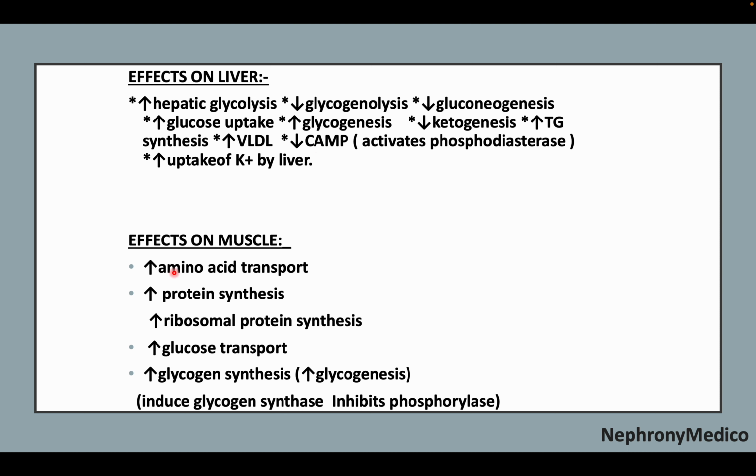On muscle, increased amino acid transport, increased protein synthesis, increased ribosomal protein synthesis, increased glucose transport, increased glycogen synthesis, and increased glycogenesis. There is induction of glycogen synthase and inhibition of phosphorylase.